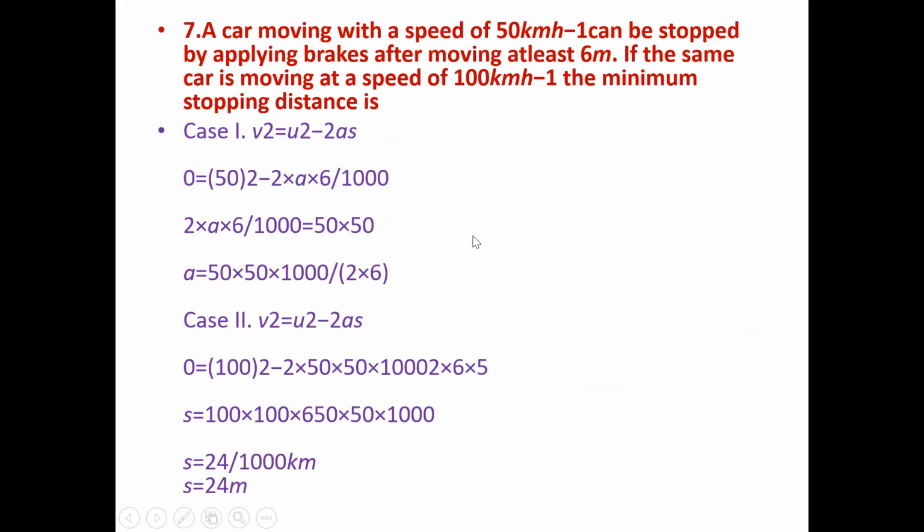So here, this question is a little bit different. A car moving with a speed of 50 kmph can be stopped by applying brakes after moving at least 6 meters. If the same car is moving at 100 kmph, what is the minimum stopping distance? So you can apply v square minus u square equal to 2as. From this you calculate the acceleration, right? After calculating the acceleration, again you apply the same equation, v square minus u square equal to 2as. And this time, at what distance will it stop? Use this acceleration.